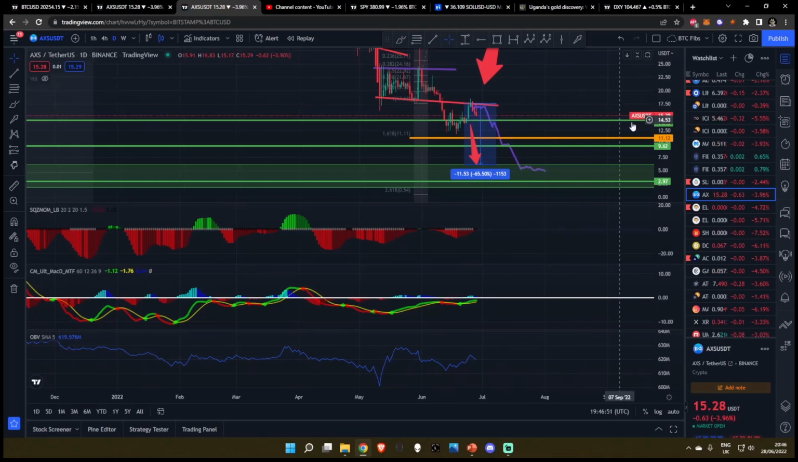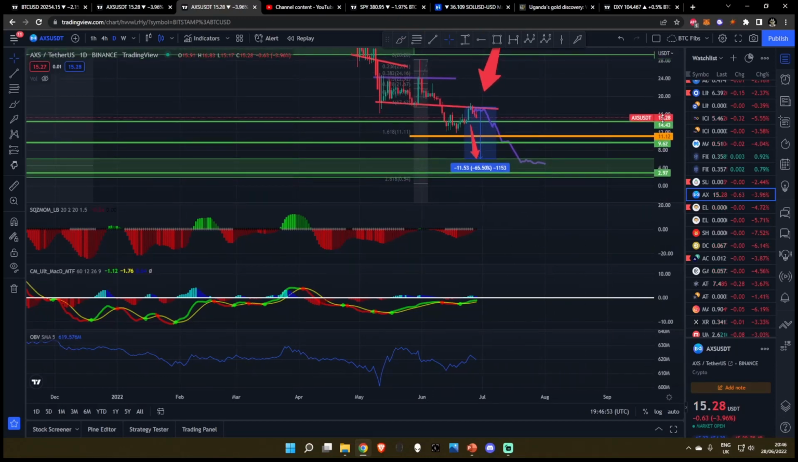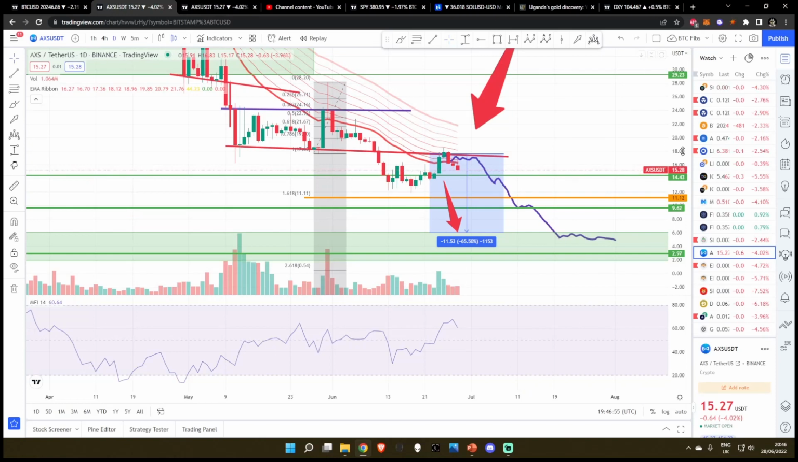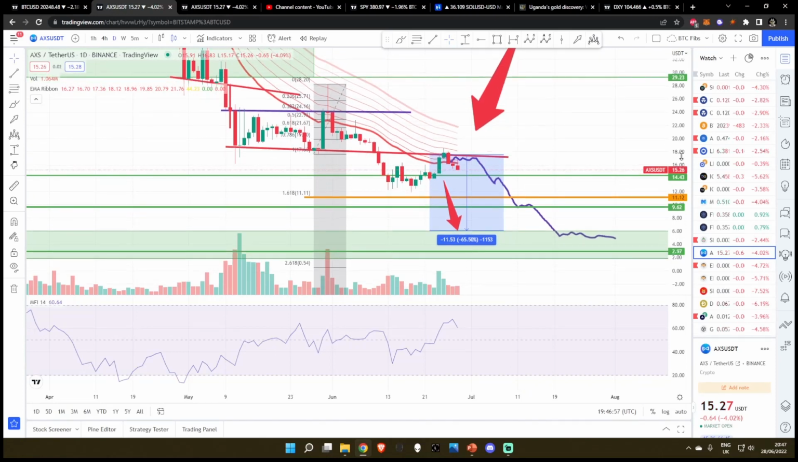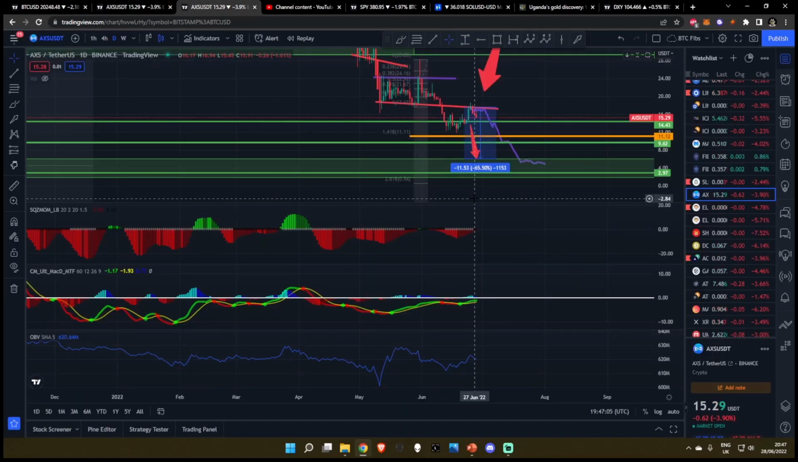Alright, quick update on Axie Infinity, ticker symbol AXS. So we're going to be starting off this video talking about how our prediction from the previous video panned out. We'll be looking at the basic market structure, moving averages, a couple of fractals that have been playing out, and then we'll be moving over to the oscillators and some of our momentum indicators.